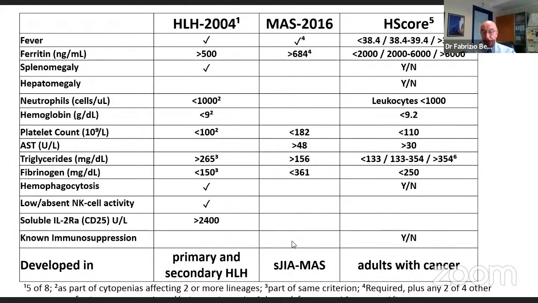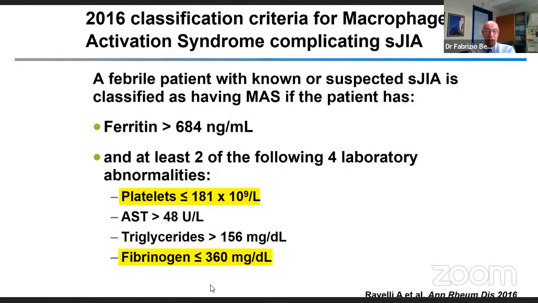Okay, so this is SGIA-MAS, this is adults with cancer and HLH secondary to malignancy, and this is primary and secondary HLH, but mostly monogenic HLH. Let me get into one little piece of detail. And this is from the MAS criteria in SGIA, and I'm sure you know them.